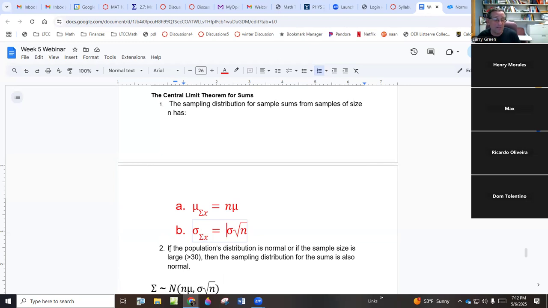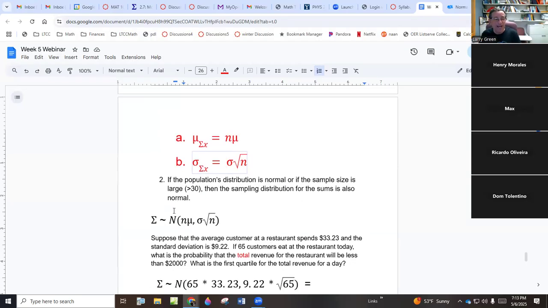The good news is if the population distribution is normal or if the sample size is large, and in our case for sums we're talking larger than 30, then the sampling distribution for sums is also normal. Any questions on that? Same as for means. Another way of writing that is capital sigma x, a tilde, a capital N, then n mu, and then sigma times root n, because that's the mean and the standard deviation in order.